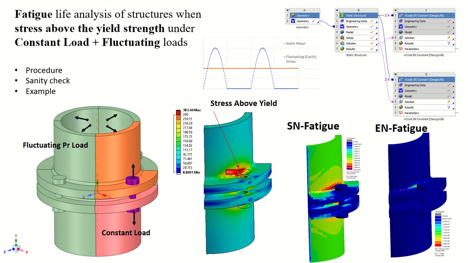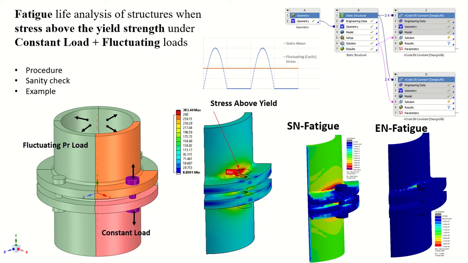But when the stress state exceeds the yield strength of the material, then doing a fatigue analysis using SN fatigue analysis procedure may not result in correct results, so we have to go for EN fatigue analysis. When the structure is experiencing both constant stress state due to the constant load and fluctuating stress state due to fluctuating loads, then this loading is called non-proportional loading.